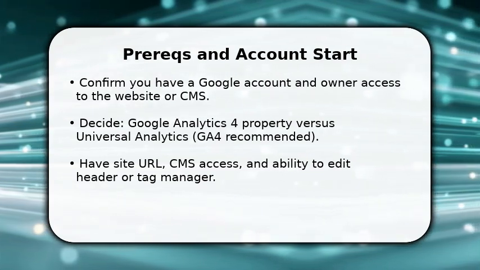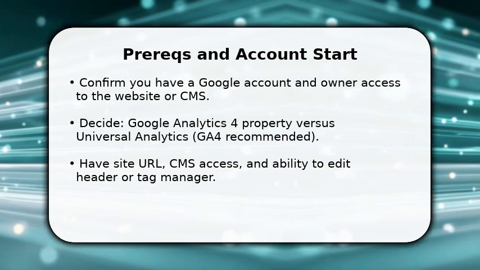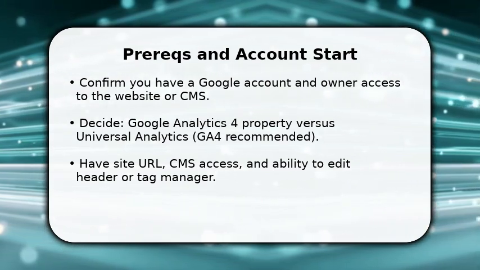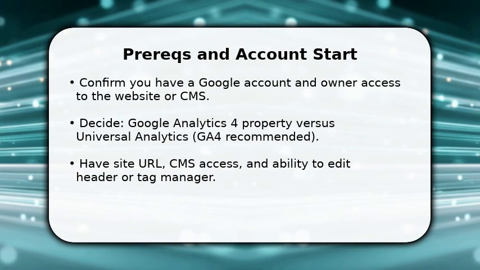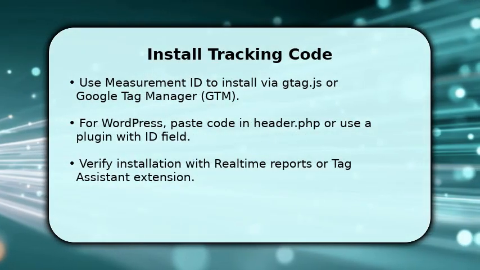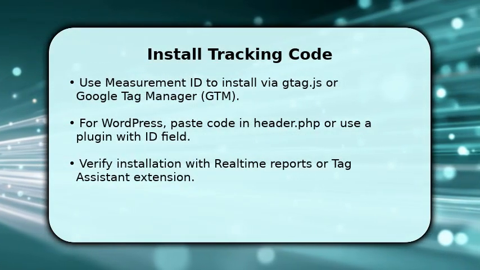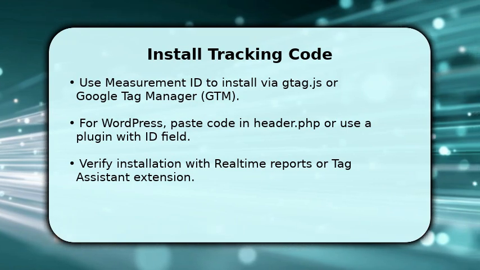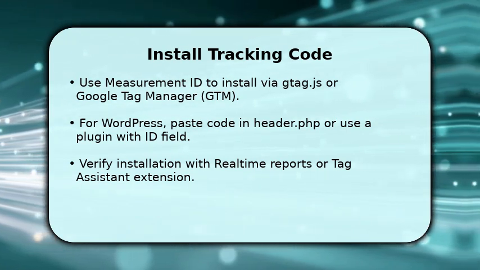Once done, grab the measurement ID shown on screen so you can install tracking. This gets you into the setup flow immediately. Now install the tracking snippet. If you use JS, paste the script with your measurement ID into the site header before the closing head tag.